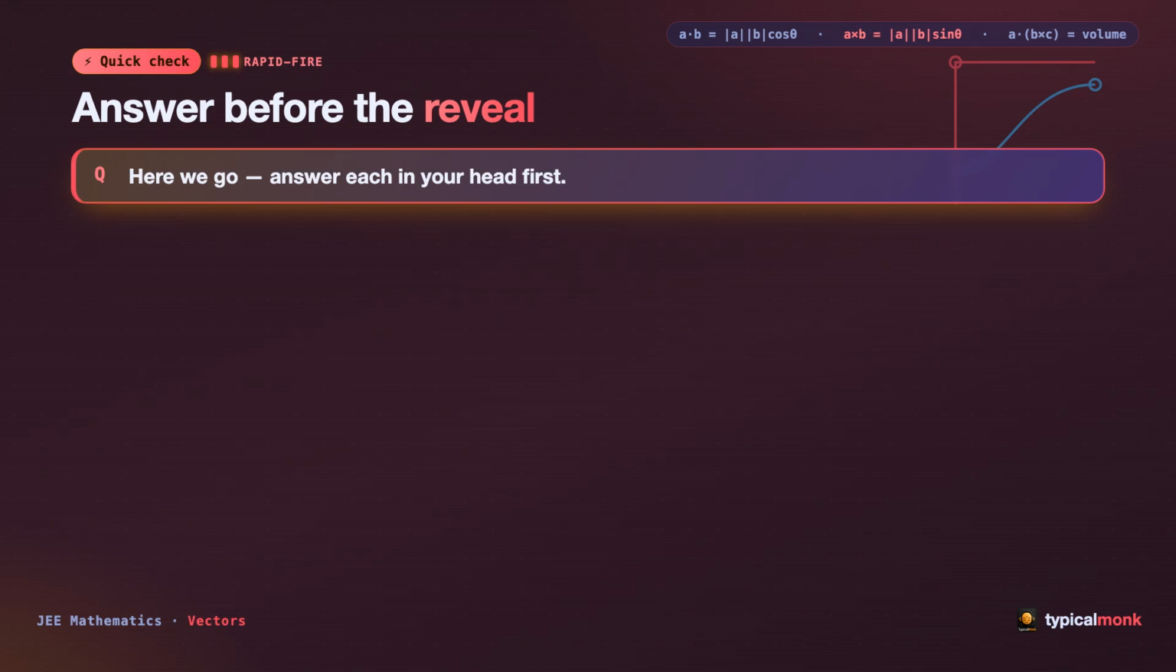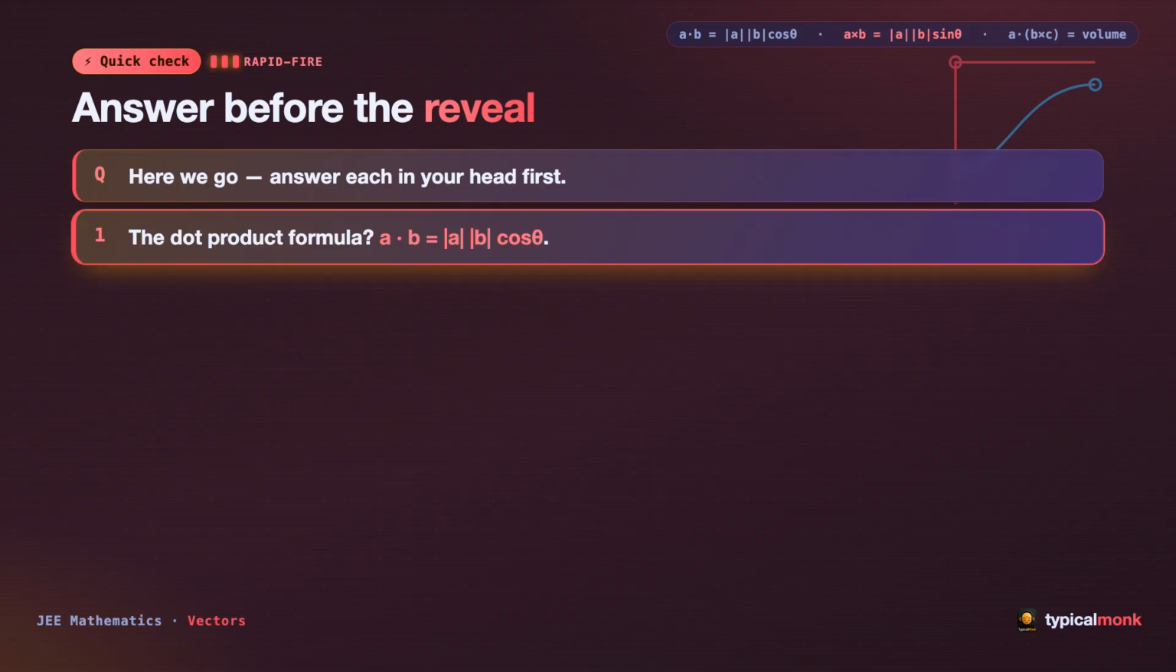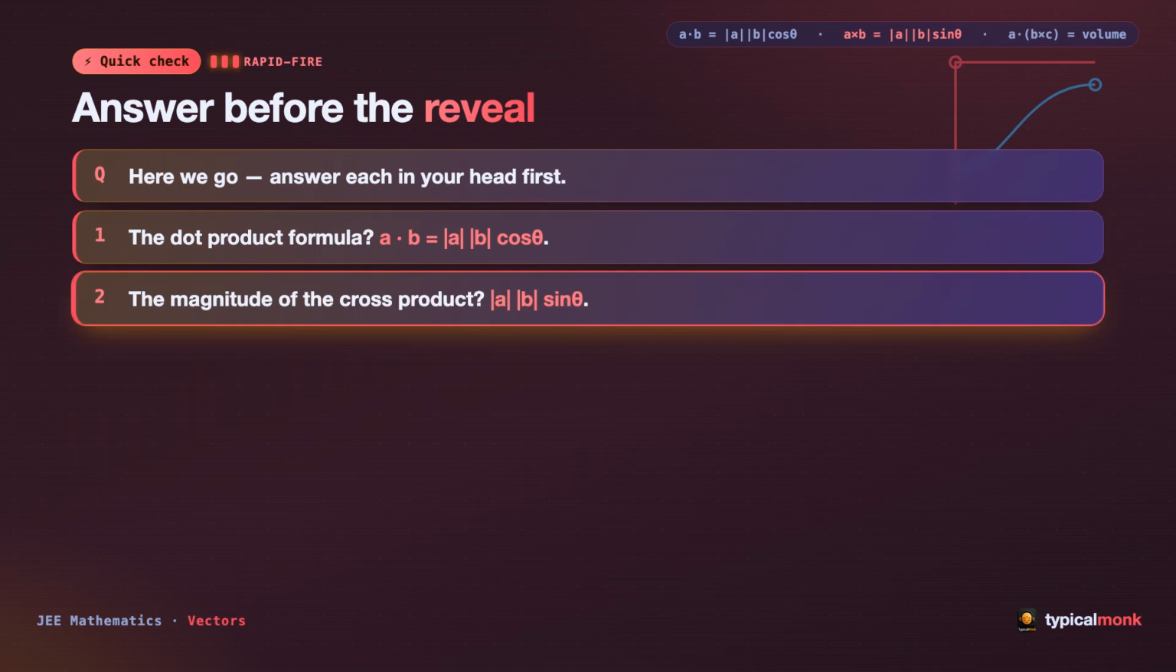Now, test yourself. Answer in your head before the reveal. That is how G speed is built. Here we go. Question 1. The dot product formula. A dot B equals the magnitude of A times the magnitude of B times cosine theta. Question 2. The magnitude of the cross product. The magnitude of A times the magnitude of B times sine theta.